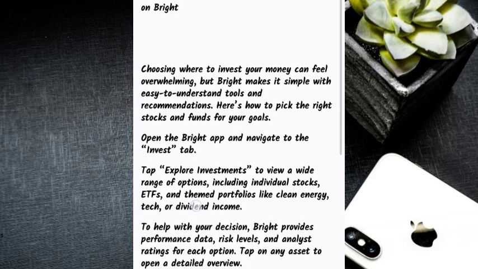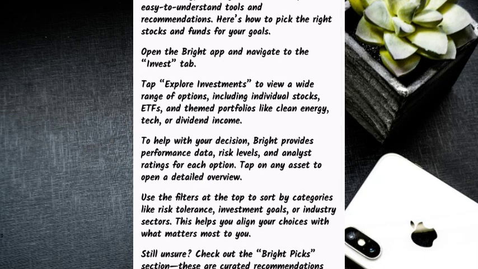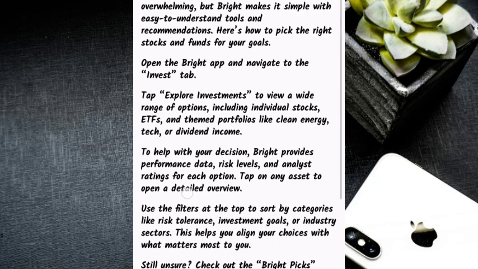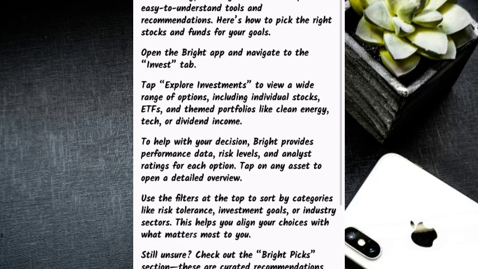First, open the Bright app and navigate to the Invest tab. There, tap Explore Investments to view a wide range of options, including individual stocks, ETFs, and theme portfolios like clean energy, tech, or dividend income. To help you with your decision, Bright provides performance data, risk levels, and analyst ratings for each option. Tap on any asset to open a detailed overview.